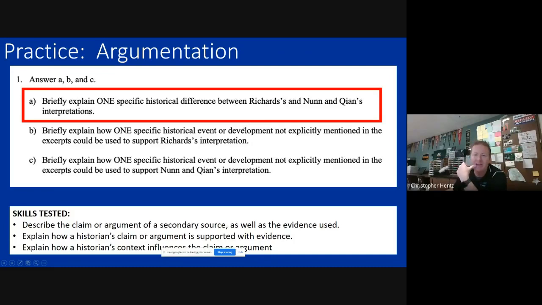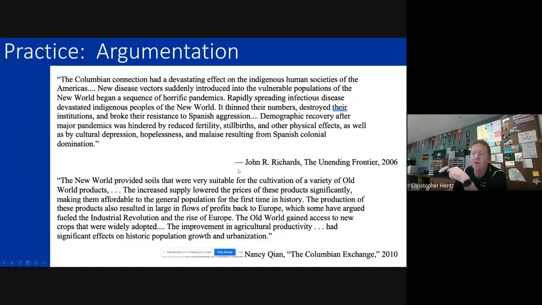If you need me to go back to the paragraphs, I can. All right, Jimmy, put the paragraphs back on. Okay, there are the paragraphs. Remember, you're telling me what's the difference between Richards and what Nanakian said. Remember to do ACE: answer the question, provide an example. Now, since there's two guys, you're going to have to give me two examples or at least tie the two together.